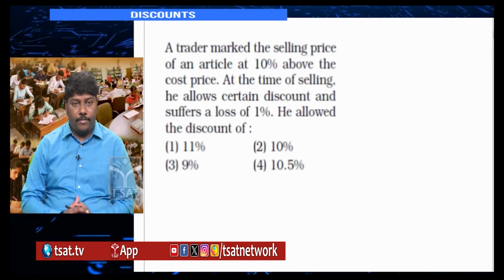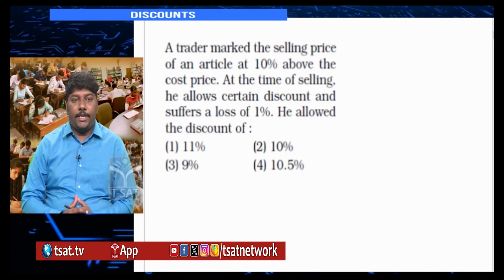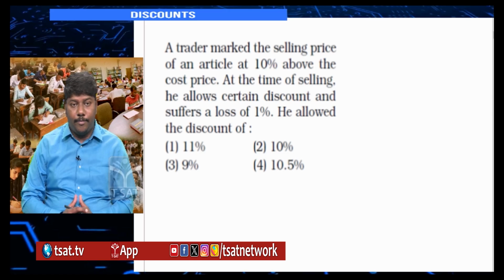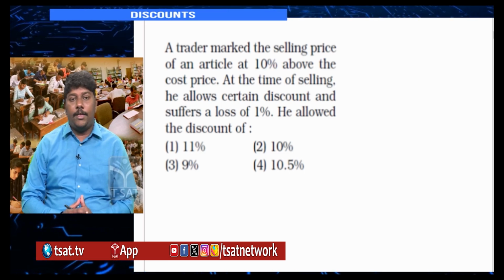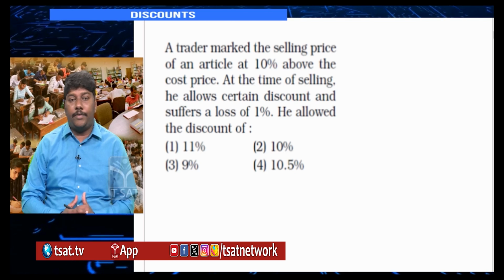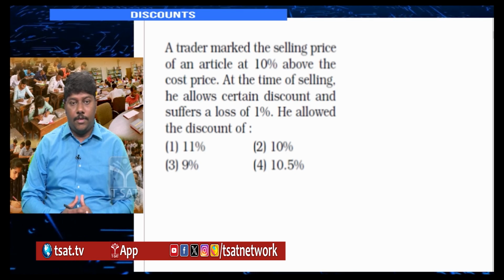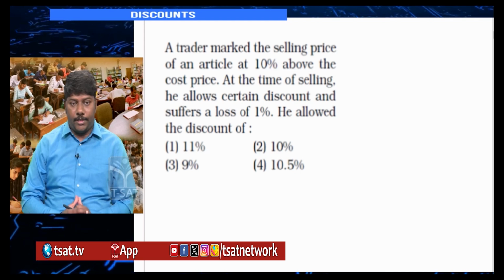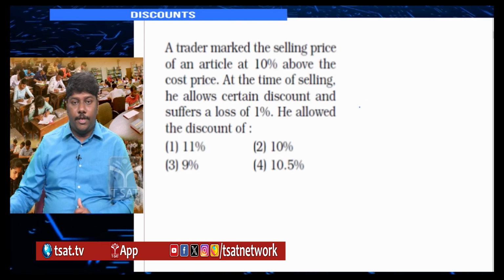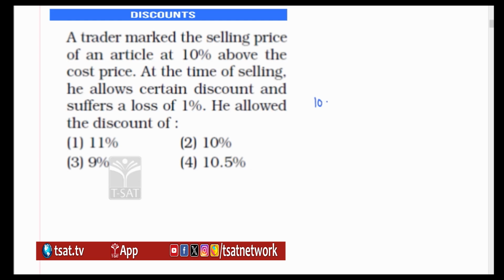Now, look at this sum. A trader marked the selling price of an article at 10% above the cost price. So markup percentage is 10% here. At the time of selling, he allows a certain discount and he suffers a loss of 1%. So here the loss percentage is given. What percentage discount did he allow? You can use the values here because you know the position, so I am not writing CP and all.